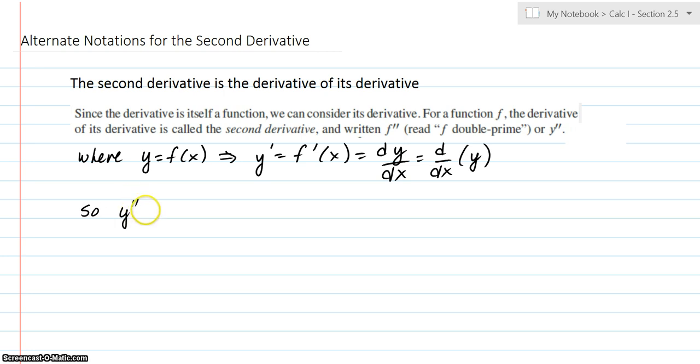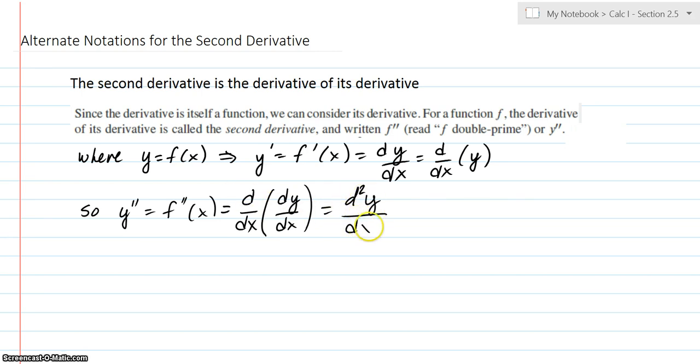So y double prime, which we know is f of x double prime, that's going to be d dx, the derivative of the derivative. So what they do is they're going to call this d squared y over dx squared. That is our new notation of the second derivative.